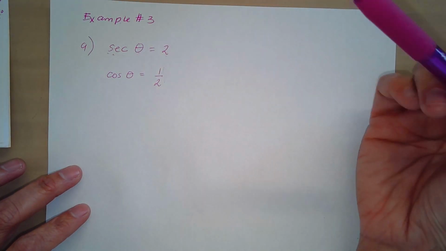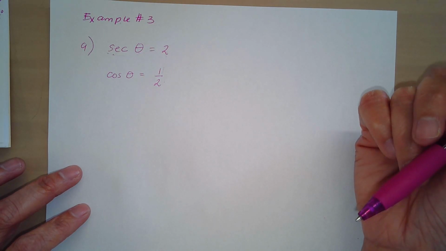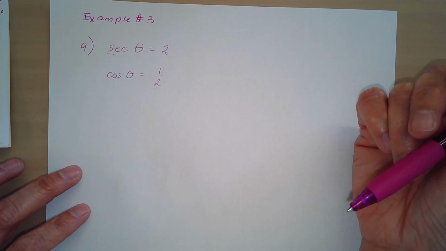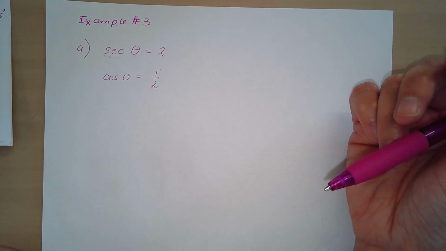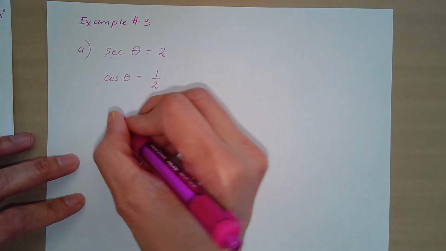So think about it: where is cos theta a half? 60. Did you already go home last night and memorize these things? That's pretty good.